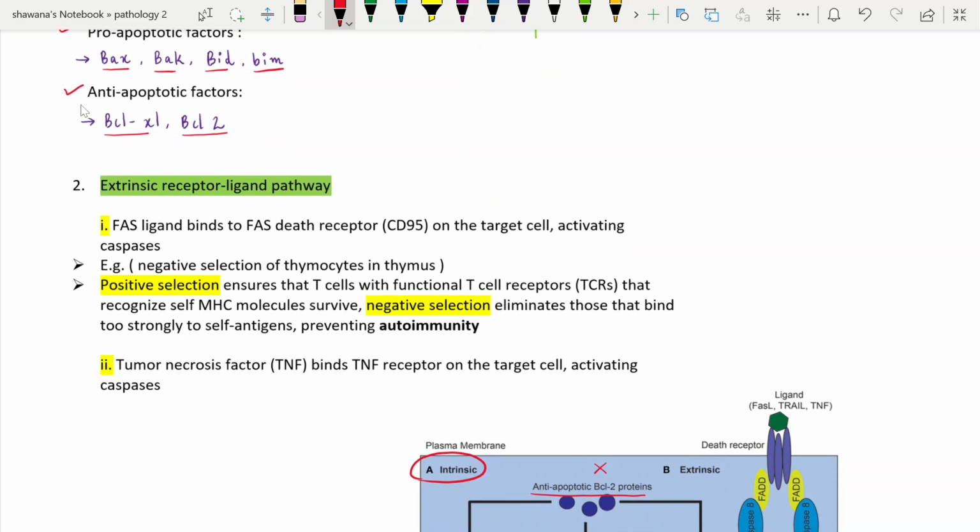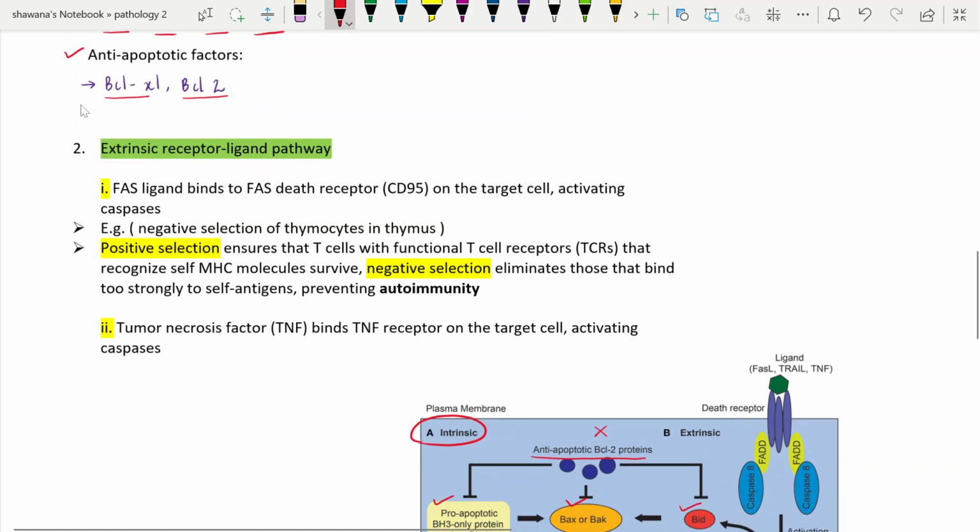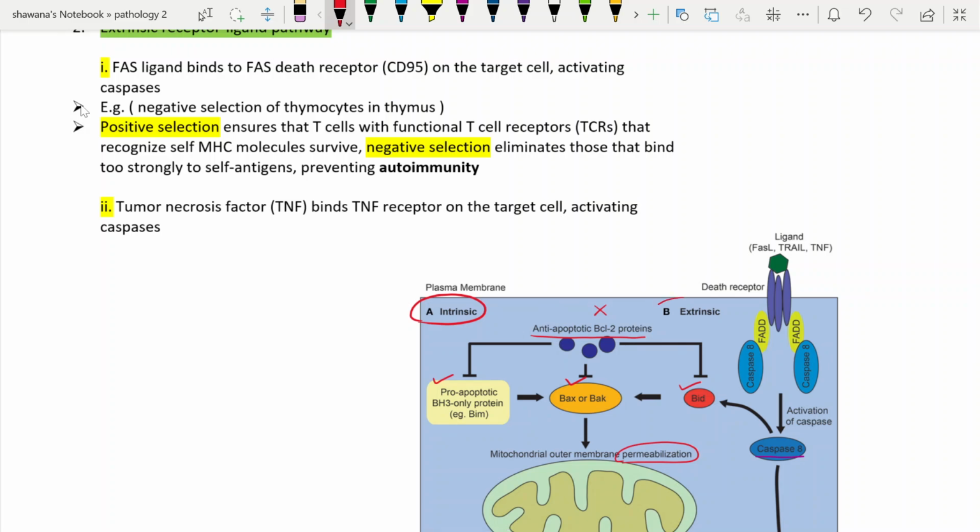Coming towards the second mechanism of caspase activation, it's the extrinsic receptor ligand pathway. How does it occur? First, let's come to the diagram. In the extrinsic pathway, there is a ligand, and the ligand binds to the receptor. The ligand can be Fas ligand, it can be tumor necrosis factor. It binds to the Fas death receptor, and when it binds to the Fas death receptor, it directly activates the caspases. How is it occurring?